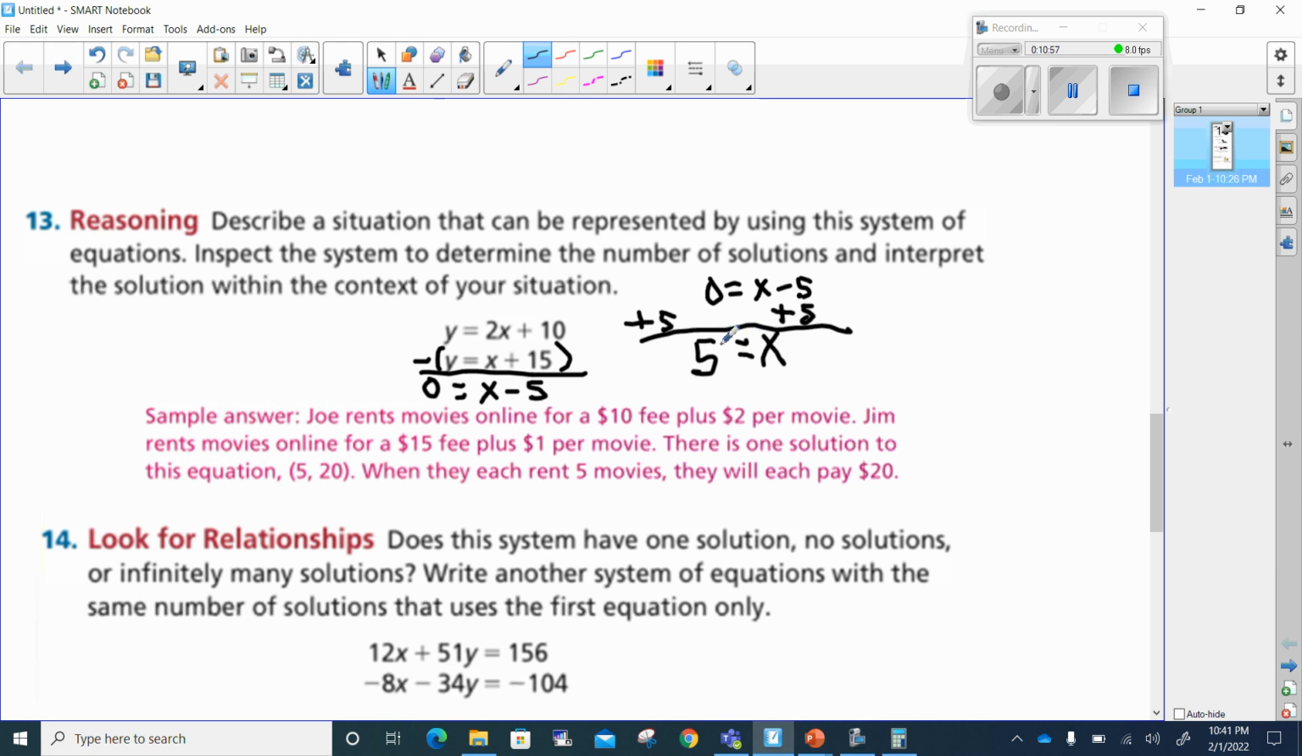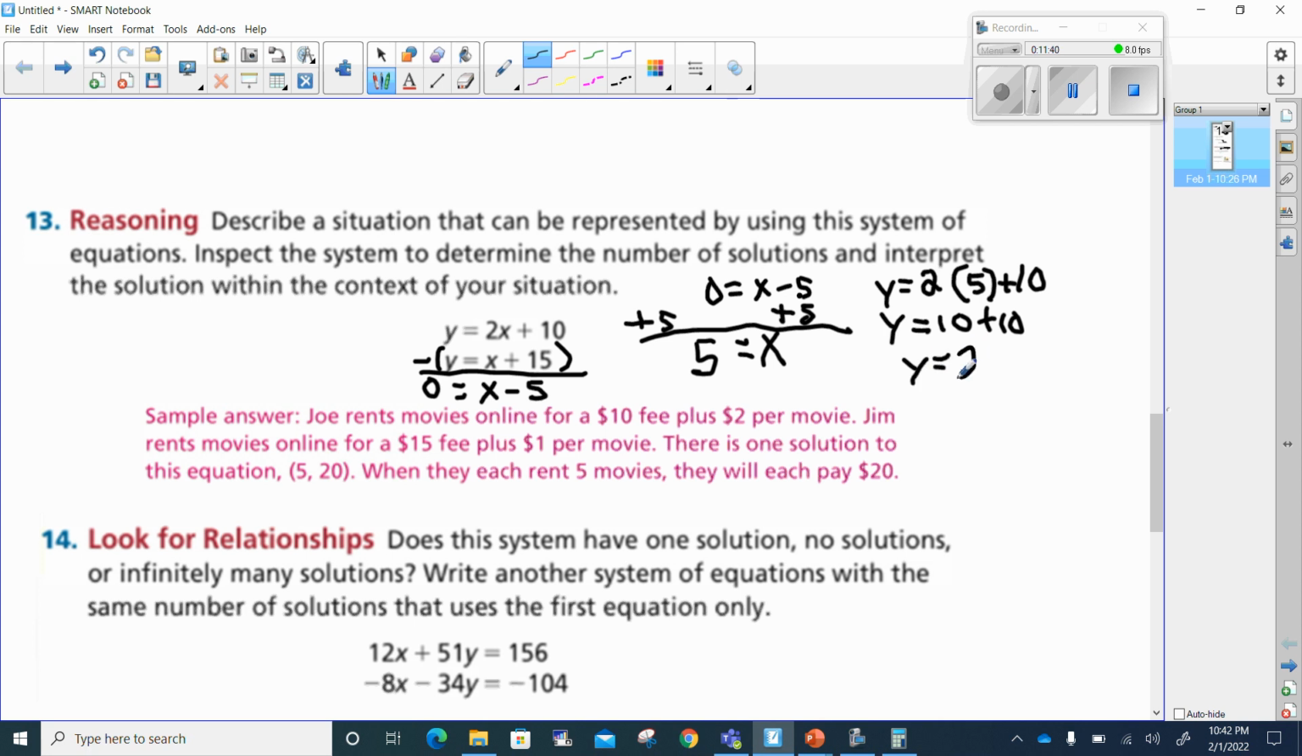What we need to do now is substitute x in either one of these equations, and then we can find out what y is. So let's try the top one. We're going to say y is equal to 2 times x, and remember x is 5, so I'm going to multiply it by 5, and then we have plus 10. Well, 2 times 5 is 10, plus 10. And 10 plus 10 is 20, so y has to be 20.